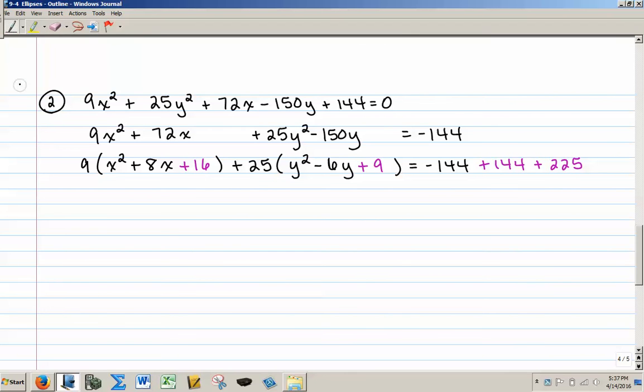So now I can clean this up a little bit. So this is going to be 9 times (x plus 4) squared plus 25 times (y minus 3) squared equals 225. But you'll notice that the standard form of an ellipse actually has a 1 over here. It equals 1. So I'm going to divide everything by 225.